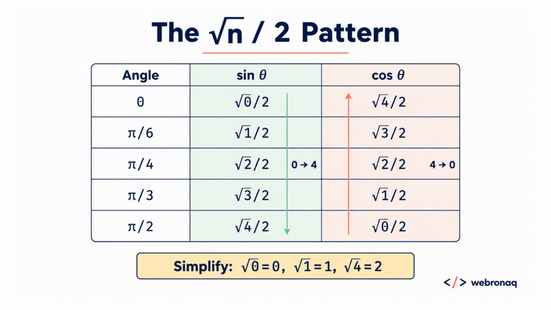So sine of 0 is 0 over 2, which is 0. Cos of 0 is 2 over 2, which is 1. Same values you saw before, but now you can rebuild them in your head in seconds. One pattern, 5 angles, both functions. That's the whole first quadrant locked in. Now let's see what happens when you go beyond 90 degrees and walk into the other 3 quadrants.